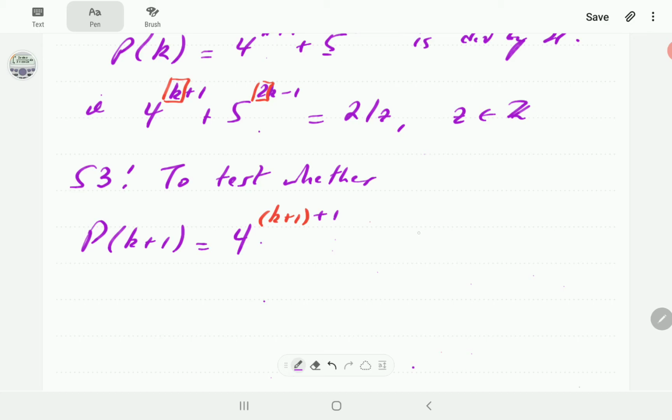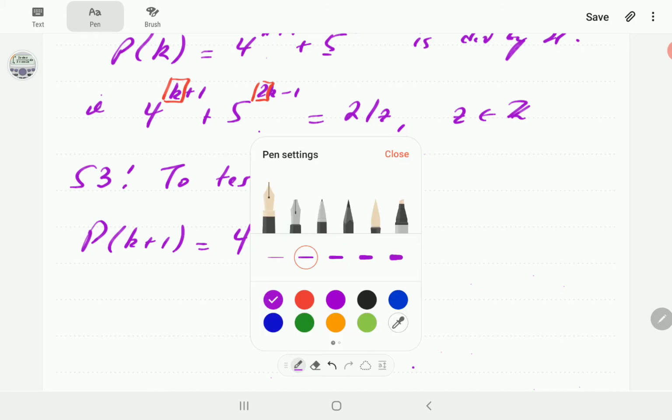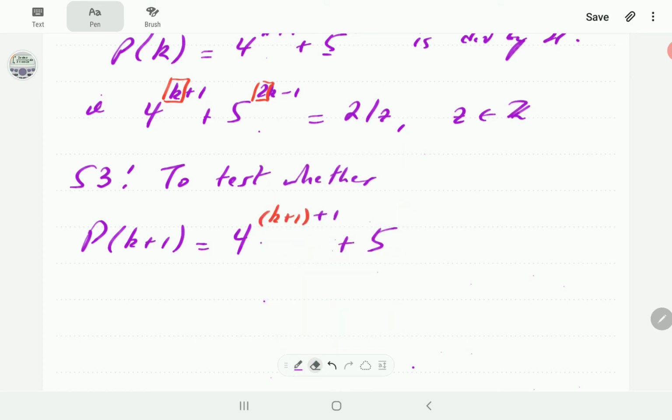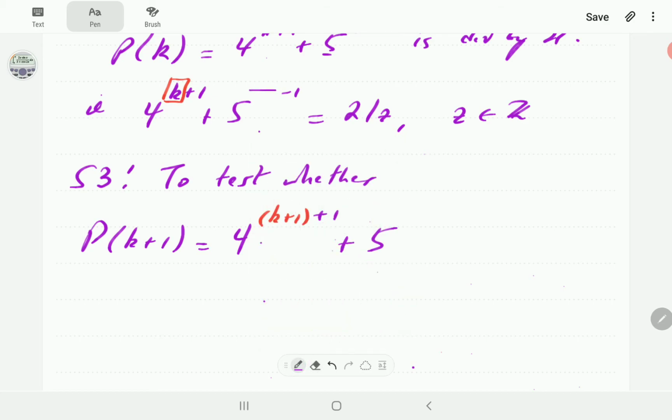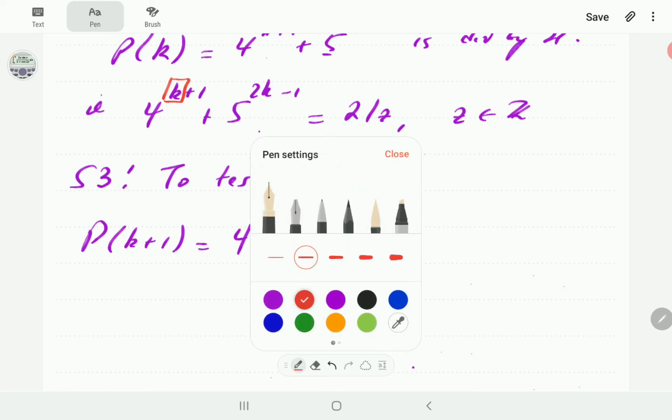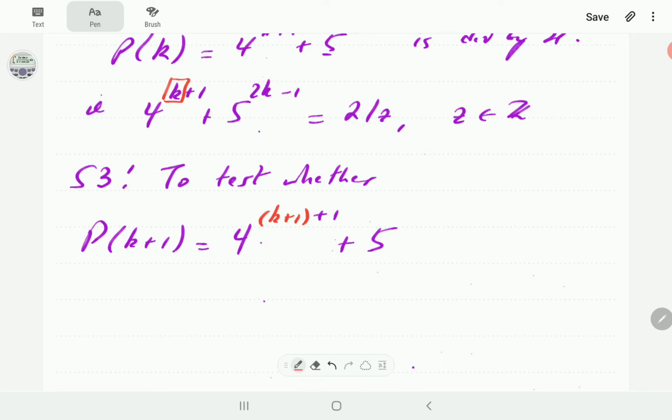Okay. And then plus 5 to the power, sorry, I exactly did the wrong thing there. So there we have 2k minus 1. The thing we're going to replace by k plus 1 is this one. Okay.